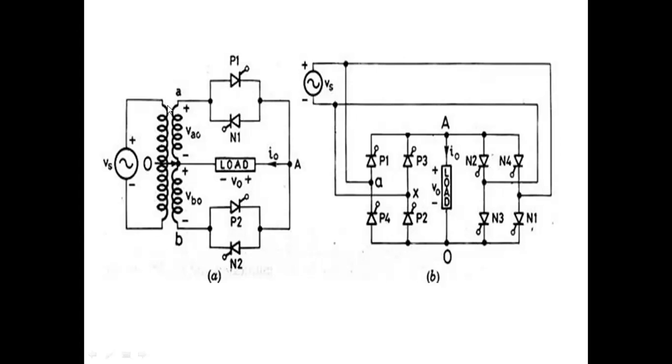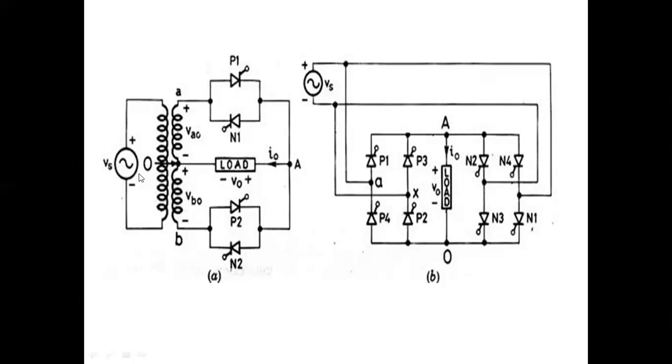Why it is called mid tap cycloconverter means the center point of the secondary winding is connected to load. That's why it's called mid tap. The midpoint of the secondary winding connected to load is called mid tap cycloconverter. This is the primary winding. This is the secondary winding. Secondary winding midpoint is connected to load.